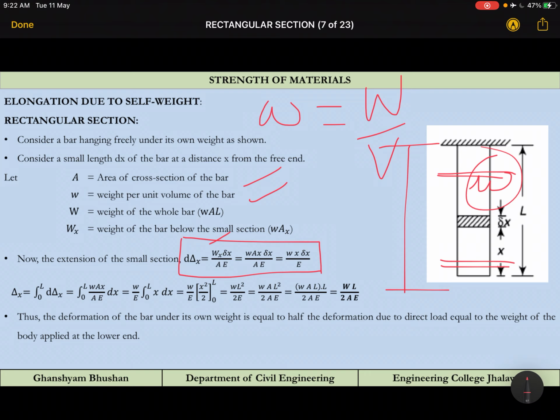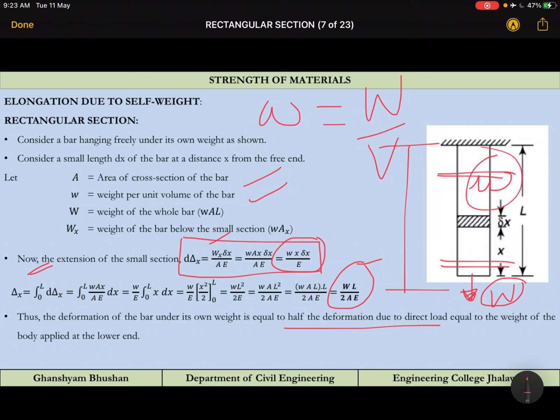Wx is the weight of that small section, delta x is the length, upon AE, so this will be valid. Now put all the values, A will get cancelled out, and finally you get W into x into del x by E. Just integrate this from 0 to L, and finally you will get WL upon 2E. That means if the weight W is acting here, this self weight is exactly half of it. So the deformation of the bar under its own weight is equal to half the deformation due to direct load, equal to the weight of the body applied at the lower end.